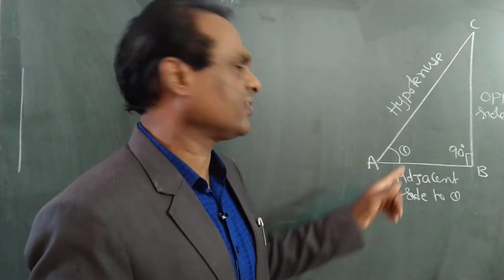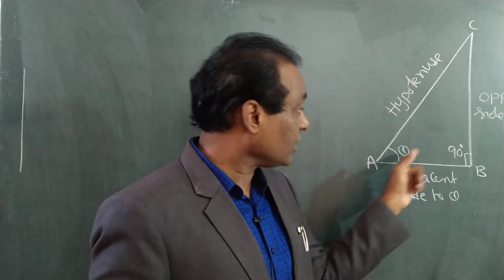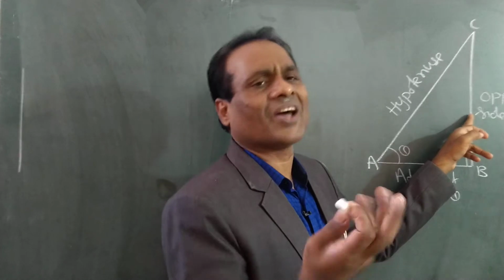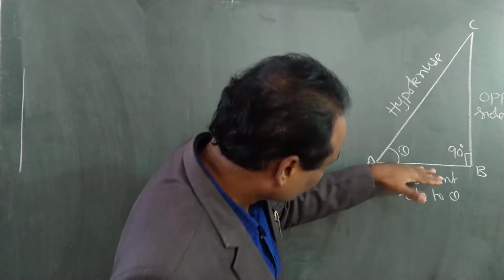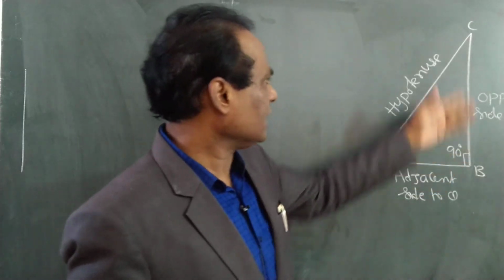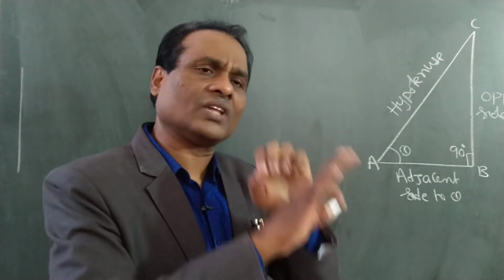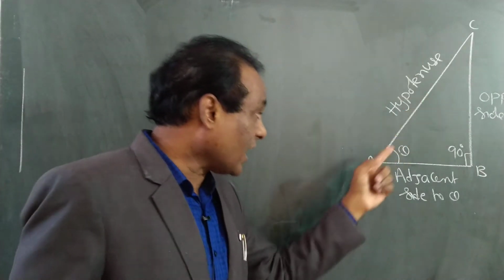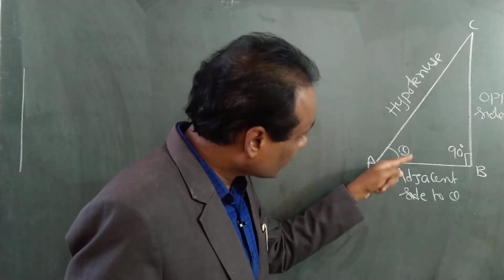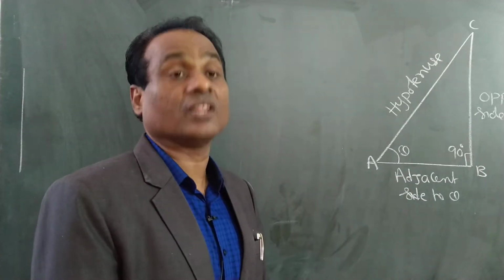Generally in most cases we take the angle here. Then this becomes the opposite side, because it is opposite to the angle, and this becomes adjacent, because it is adjacent to the angle. There is no confusion. The inclined side, the greatest side, is always called the hypotenuse. The side opposite to our angle is called the opposite side. The side adjacent to our angle is called the adjacent side. So these are the names of the sides of the triangle.